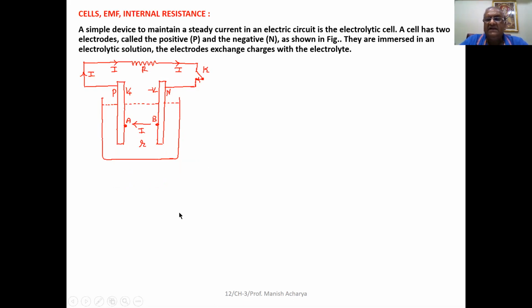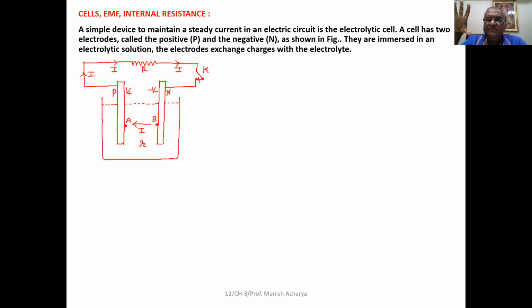In an electrolytic cell, two electrodes are there. One electrode is known as the positive electrode, which is denoted by P. Another electrode is known as the negative electrode, which is denoted by N. And these two electrodes are immersed in the electrolytic solution. Here, we will not bother about the chemical reactions which take place in this particular electrolytic cell.